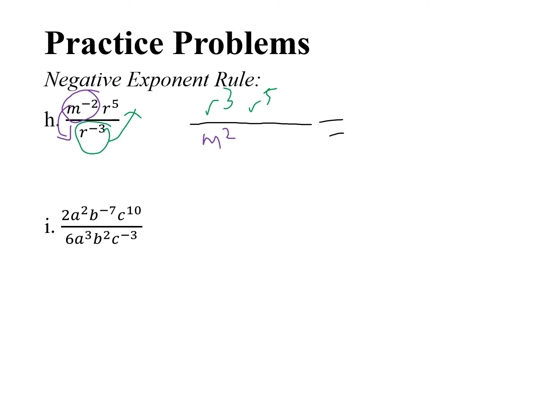And then r to the power of 5 stays the same in the numerator. Now I can go through using my other rules to simplify, and I have r cubed times r to the 5th gives me r to the 8th, all over m squared. Let's do it again with this next example.